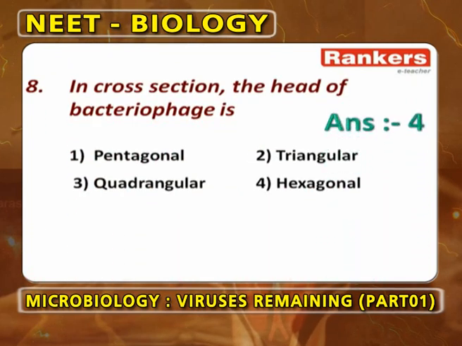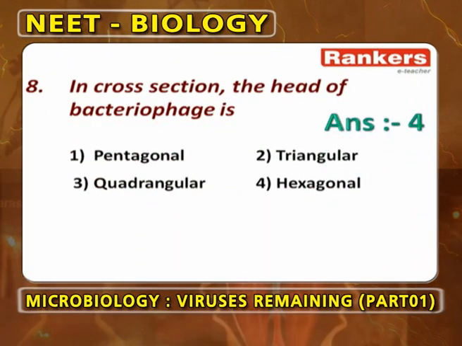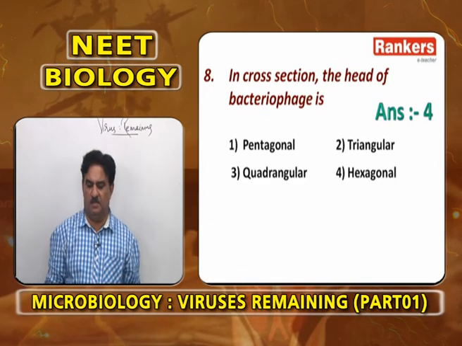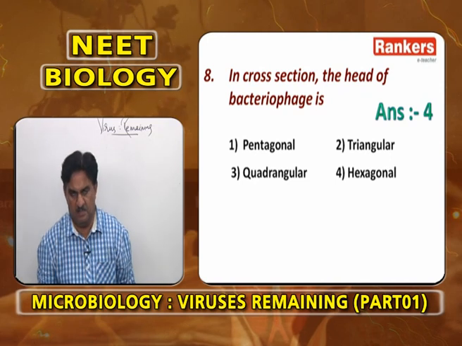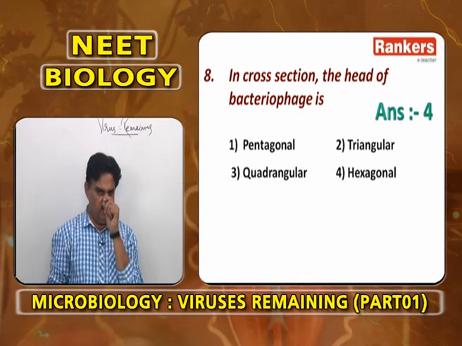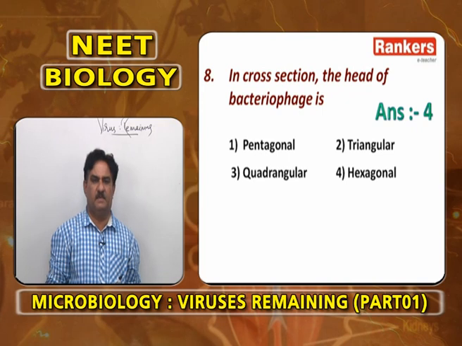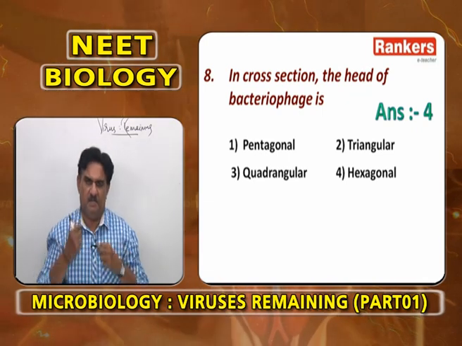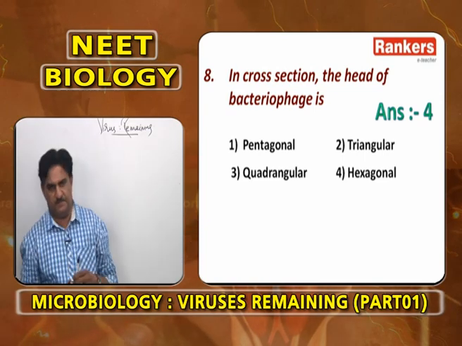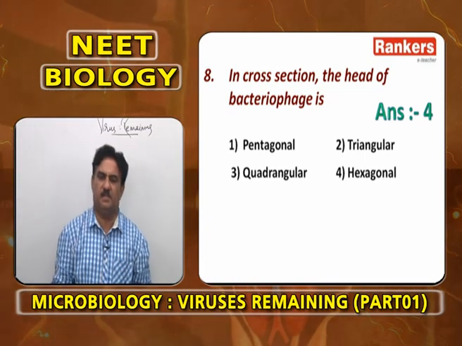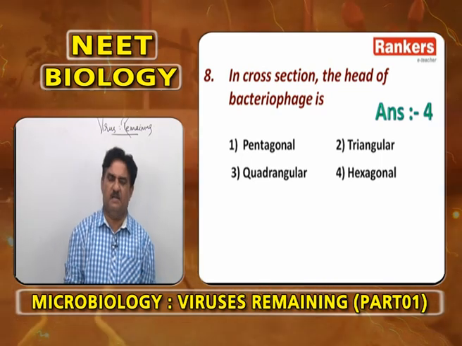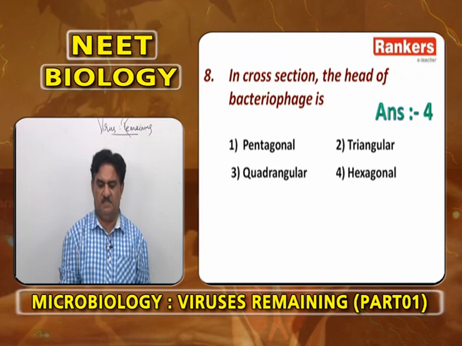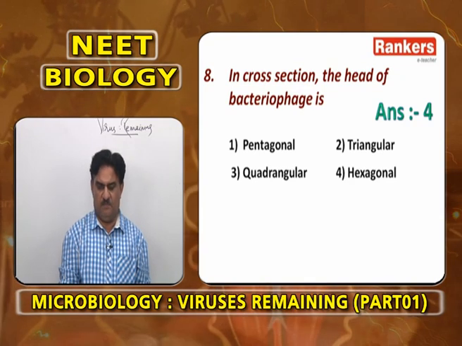In a cross section, the head of a bacteriophage is not pentagonal, not triangular, not quadrangular. It is hexagonal. It has 6 faces surrounded by a capsid protein coat, with a central core of double-stranded DNA. The capsid protein coat is made up of capsomeres, arranged in a cubical symmetry, that means in the form of a cube. So the head of a bacteriophage is hexagonal in shape. Fourth option.